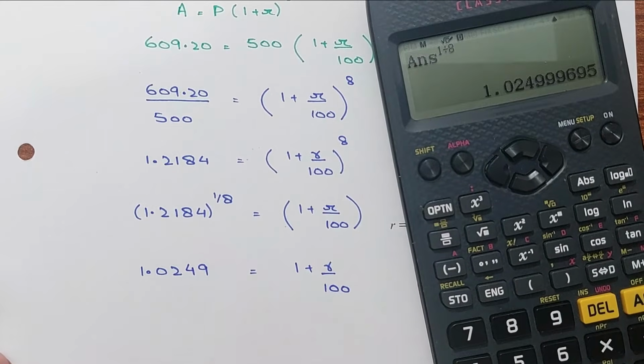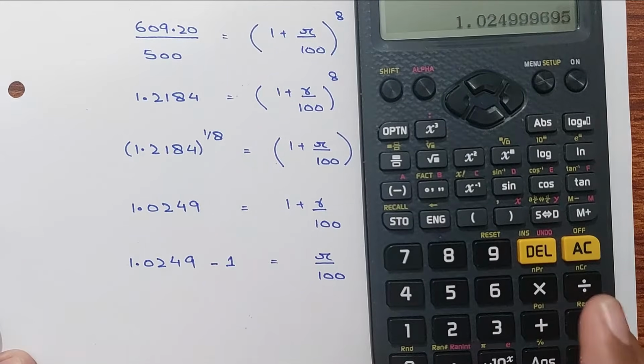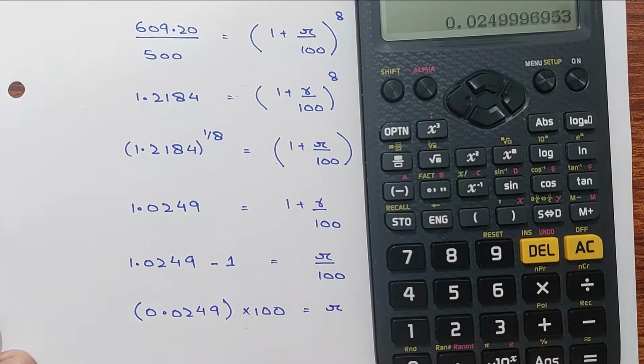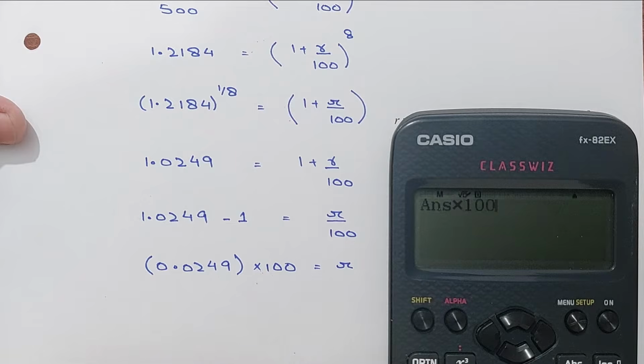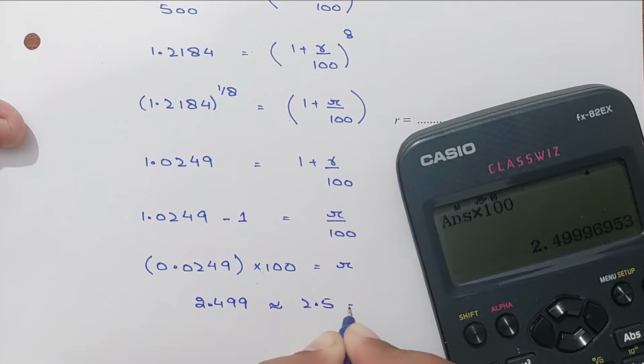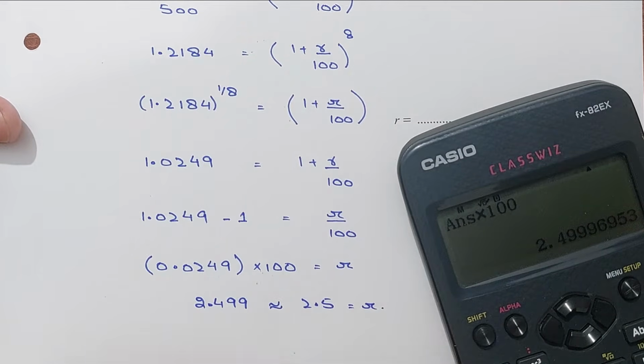Now subtracting 1, 1.0249 minus 1 would be r over 100, which is 0.0249. This should be multiplied by 100 to get the r value, right? So times 100, this is 2.499, or if I round, 2.5 is the interest rate r.